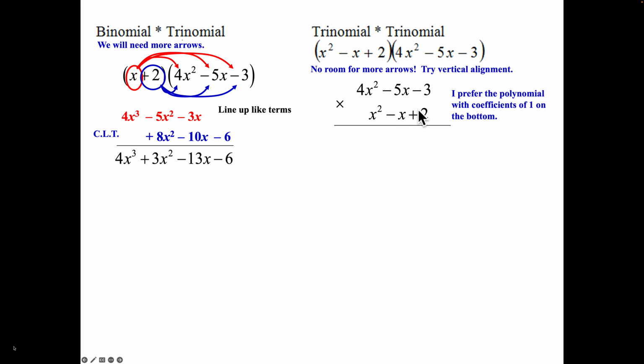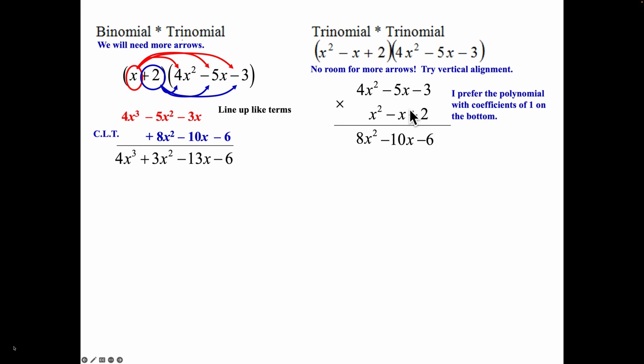So it's going to be like doing a distributive property, but you're going to use the same techniques when you did your old multiplication of 3-digit numbers. So 2 times negative 3 is negative 6. 2 times negative 5x, negative 10x. 2 times 4x squared, positive 8x squared. Now we're done. We're going to go to our next digit, the minus x.